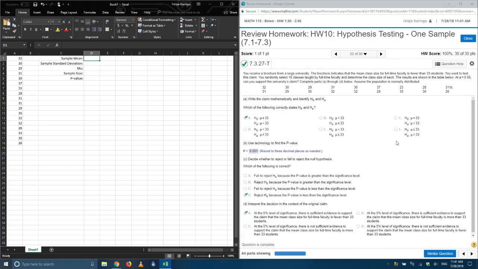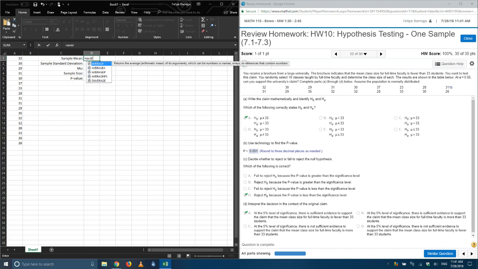Okay, so this is the problem here. So this is the data right here, as you can see, pasted in. So first thing we'll have to do is get these two values. So I'll do that. Mean and standard deviation. We want one S for a sample.